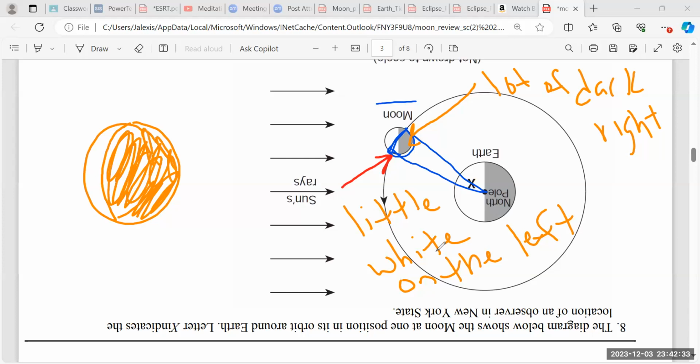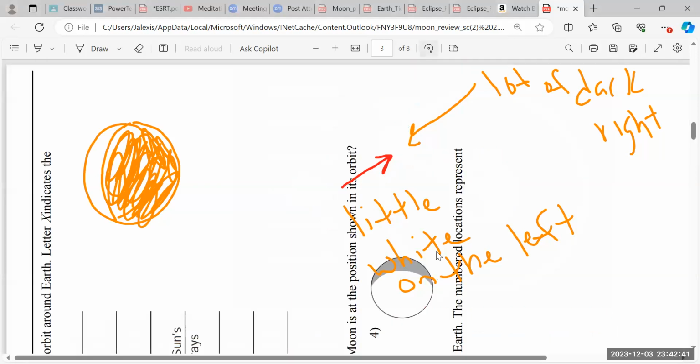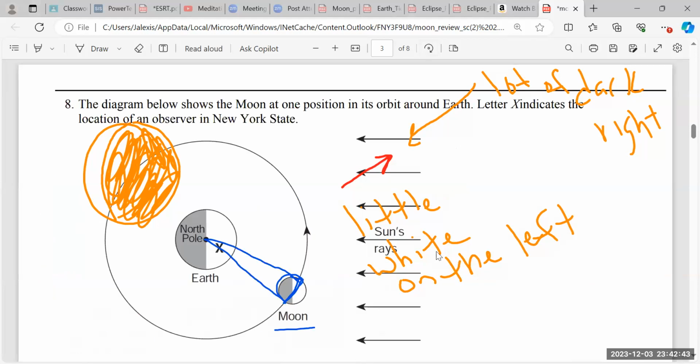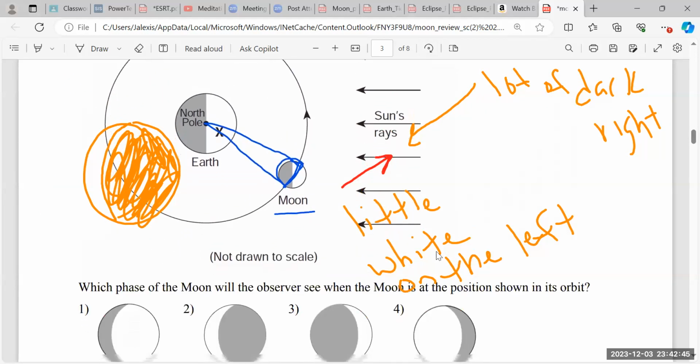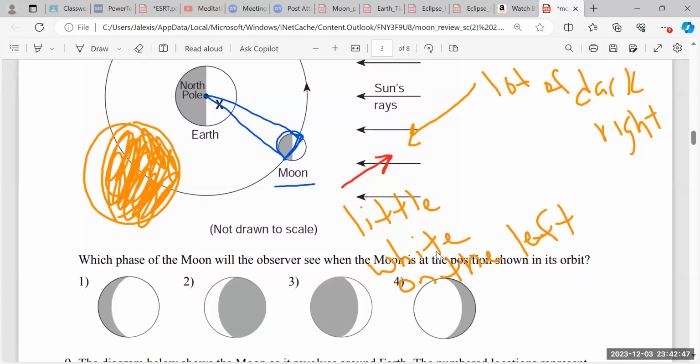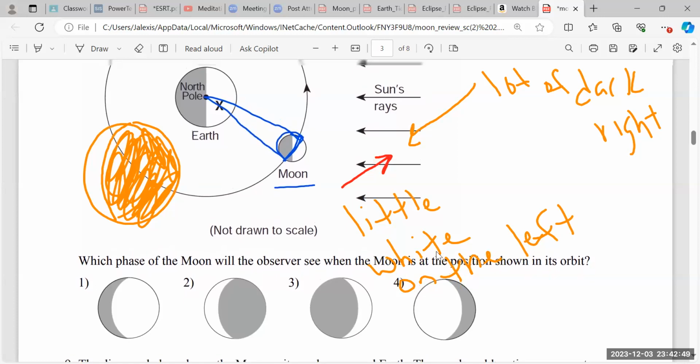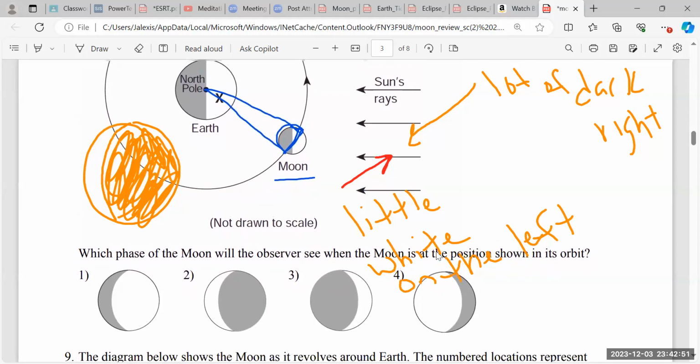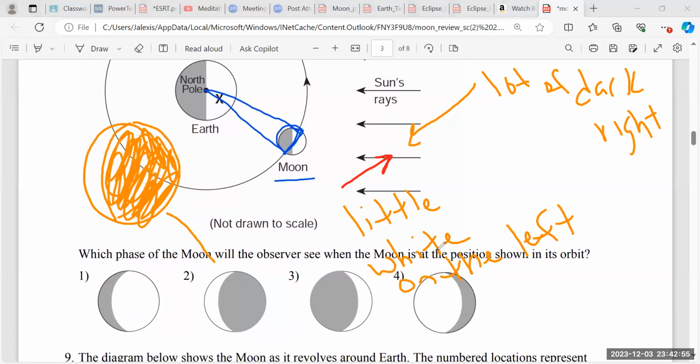All right. And so now when I turn my paper back to regular, remember what we said: a little bit of white on the left, and a lot of dark on the right. And the one that shows that is choice 2.